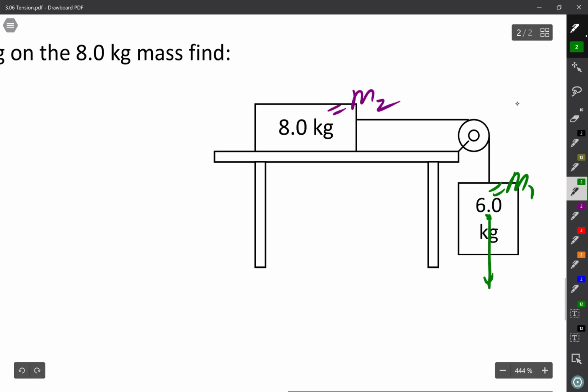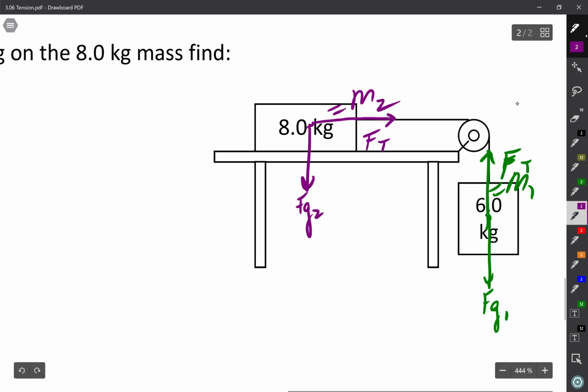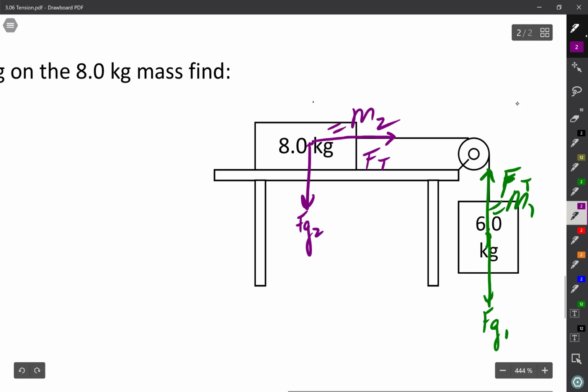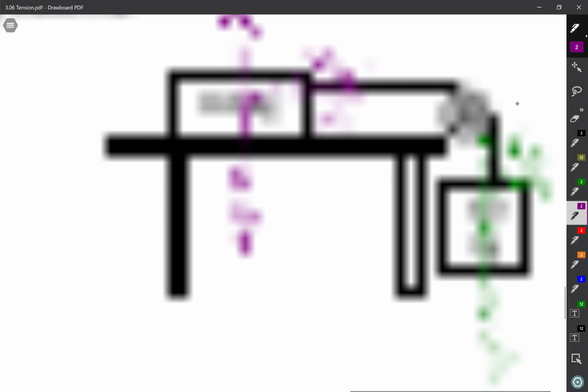Anyways, let's draw our free body diagram. We have Fg1 here. We have the tension force pulling, keeping this guy in check. And of course, this tension force is caused by this mass 2 lagging behind, which then will make the rope tense. Okay, and of course, we have Fg2 acting on the 8 kilogram mass. We have the normal force just like before, and what's different now is the direction of the friction. It's the friction force acting on the 8 kilogram mass.